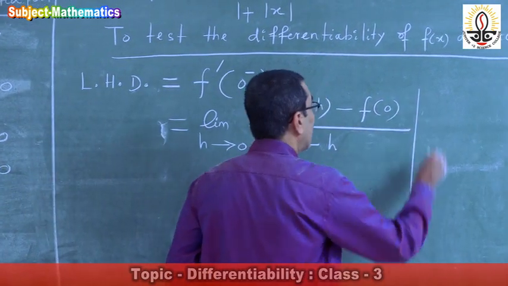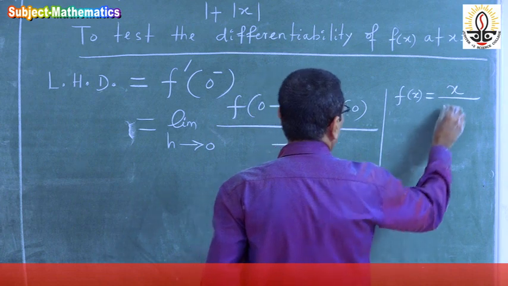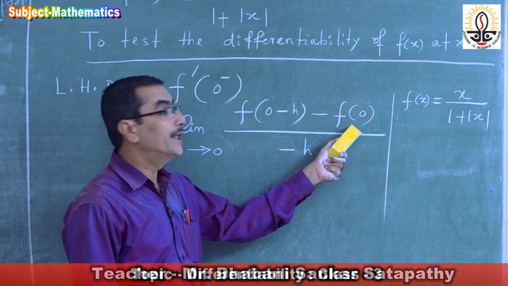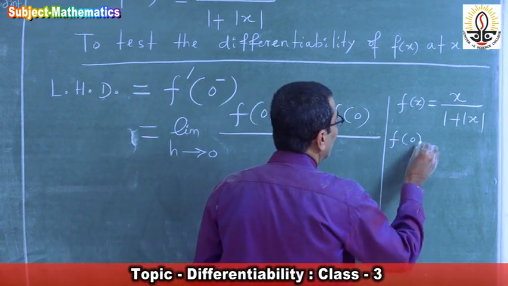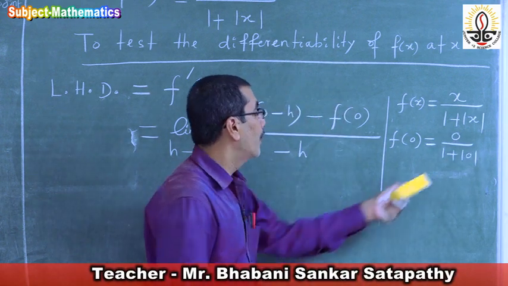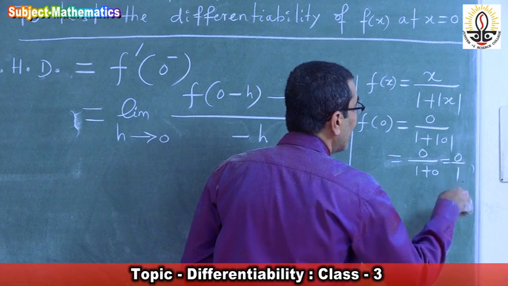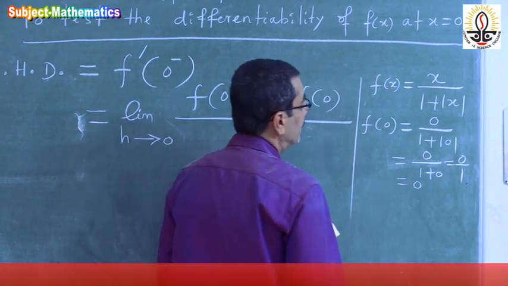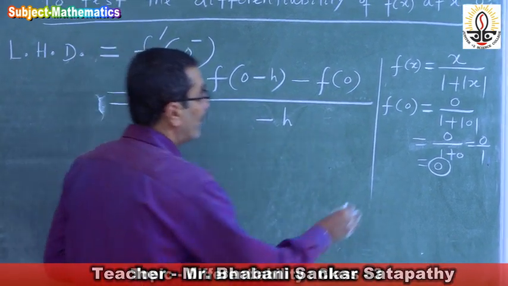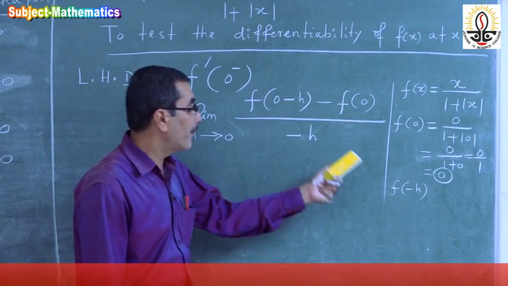Now see, f of x is equal to x divided by 1 plus modulus of x. So first of all we will find out f of 0. What is f of 0? In place of x you put 0. So what is modulus of 0? Modulus of 0 is equal to 0. So 0 by 1 plus 0, so 0 by 1. So this value is equal to 0. F of 0 value is 0. Now see, f of minus h is equal to how much? F of 0 minus h means f of minus h.